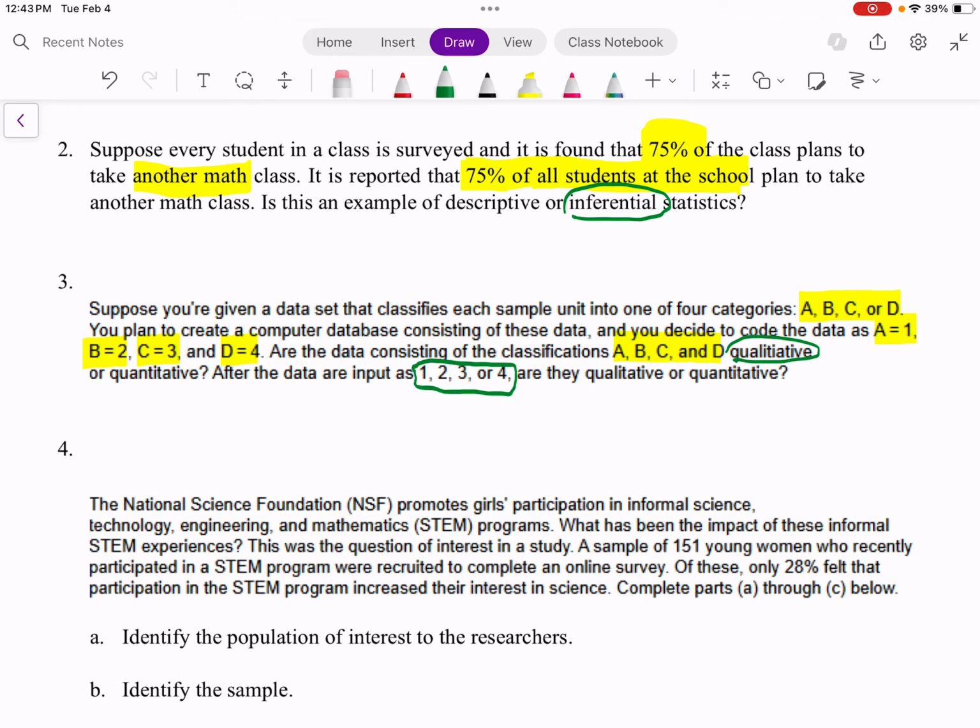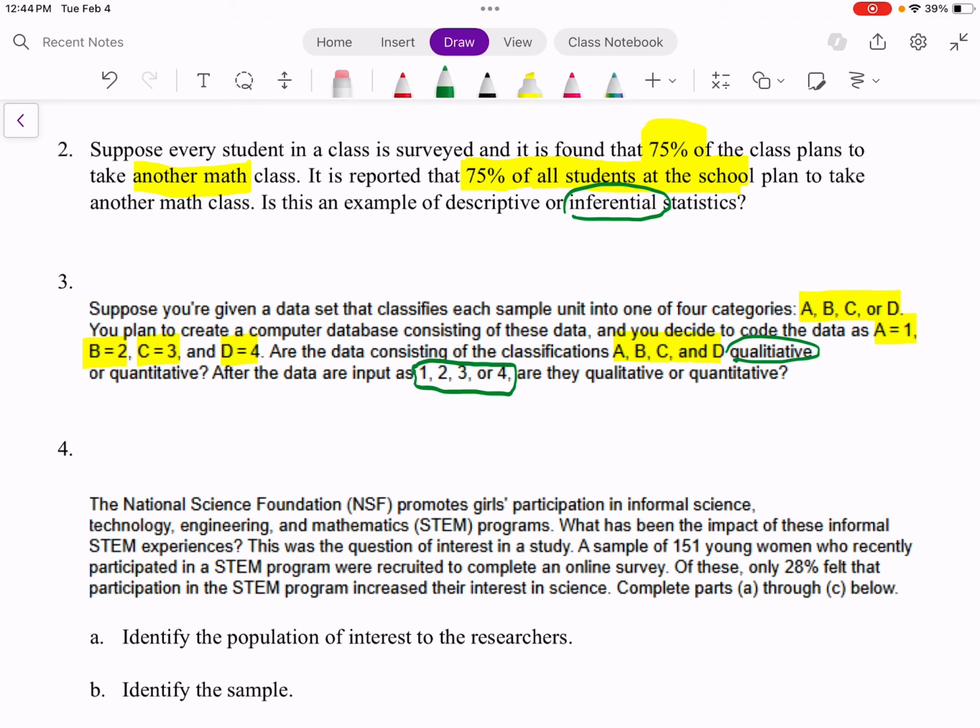So instead of A, it's 1. Okay, so this is going to be confusing. After the data are input as 1, 2, 3, 4, are they qualitative or quantitative? If you are given this data set 1, 2, 3, 4 only, what will it be? Quantitative, right? But we know 1 is A, 2 is B, 3 is C, and 4 is D. So it will be qualitative.